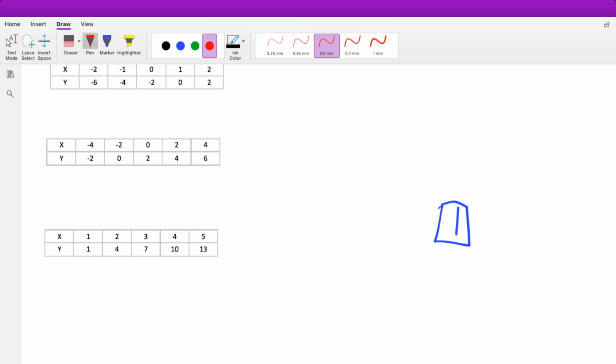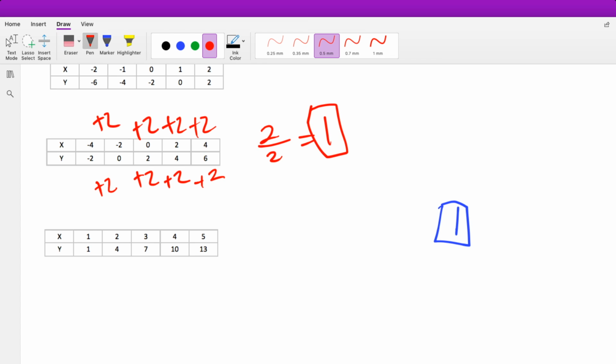From -2 to 0, +2, 0 to 2, +2. These are all +2. Now let's look at the top. From -4 to -2, +2, -2 to 0, +2, +2, +2. 2 over 2 is the same thing as 1. So it doesn't matter which way you do it.